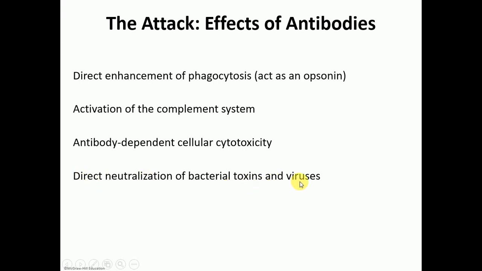So not only do we make antibodies against antigens, but we're also able to make antibodies against different toxins, like, for example, tetanus. The tetanus toxin, we can make tetanus toxoid, which is the antibody against the tetanus toxin. And we're also able to make antibodies against viruses. So it's not only a bacterial thing, but viruses and even toxins as well.